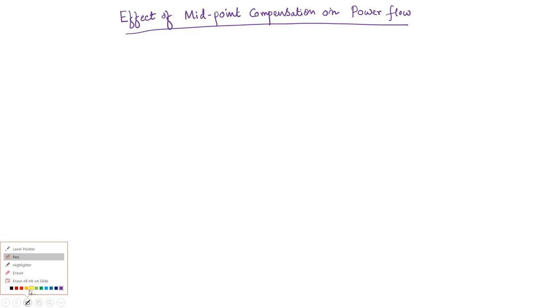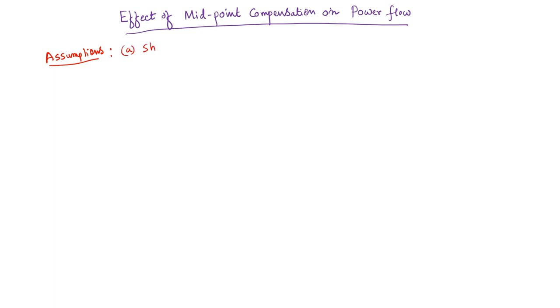Here our assumptions are these: we will consider a short transmission line model for simplicity. Then we will consider a symmetrical transmission line, and we will also consider the transmission line to be lossless. So, these are our assumptions.